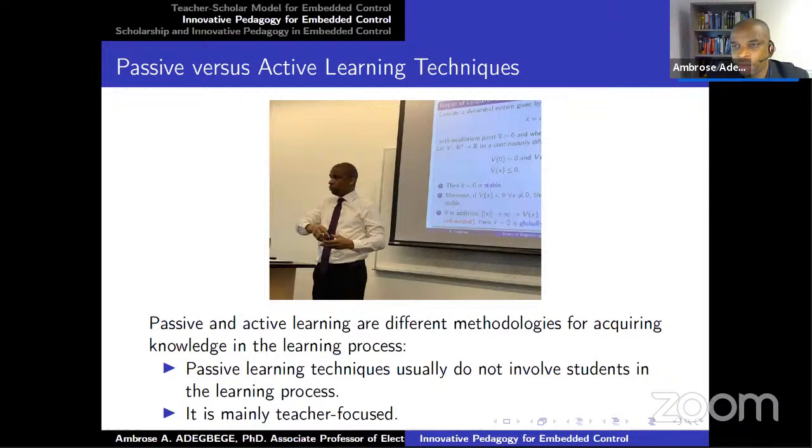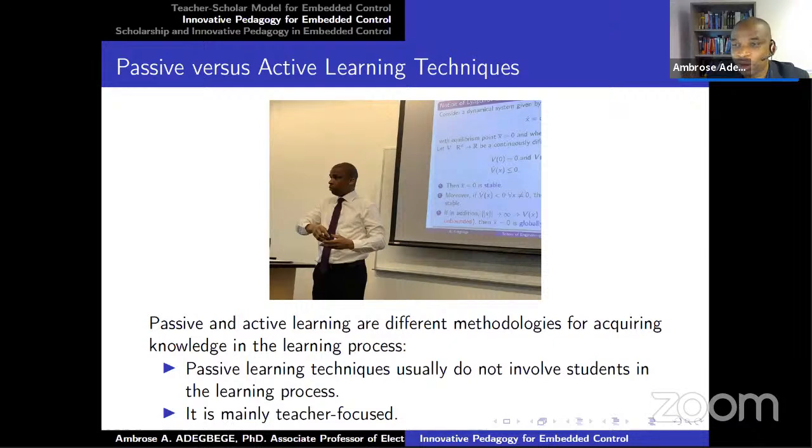And what I want to talk briefly about is these passive and active learning techniques. Passive and active learning are different methodologies for acquiring knowledge in the learning process. We are all very familiar with the passive style of learning. This is where you go to class, you just sit in there, and the professor comes to class and just delivers. Sometimes the professor comes to class, doesn't say anything, goes to the board, writes for 1 hour 20 minutes, and just says, see you later.